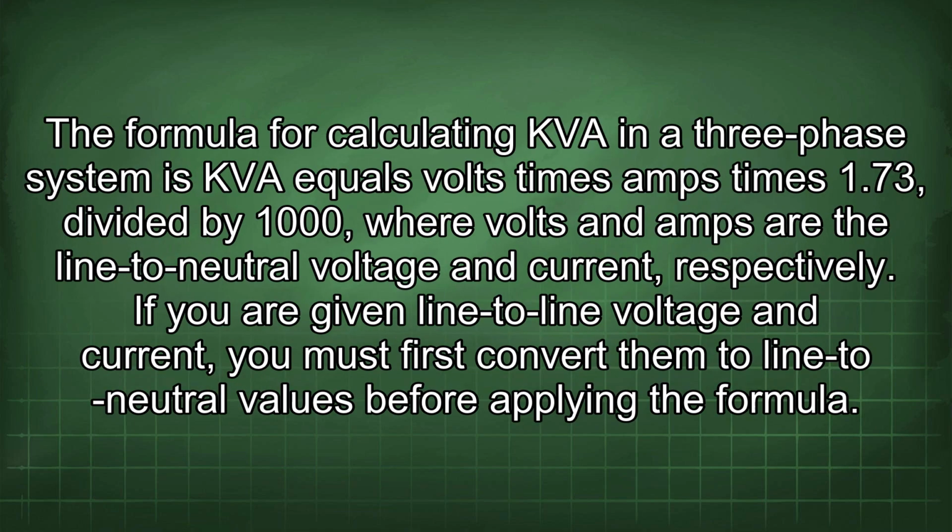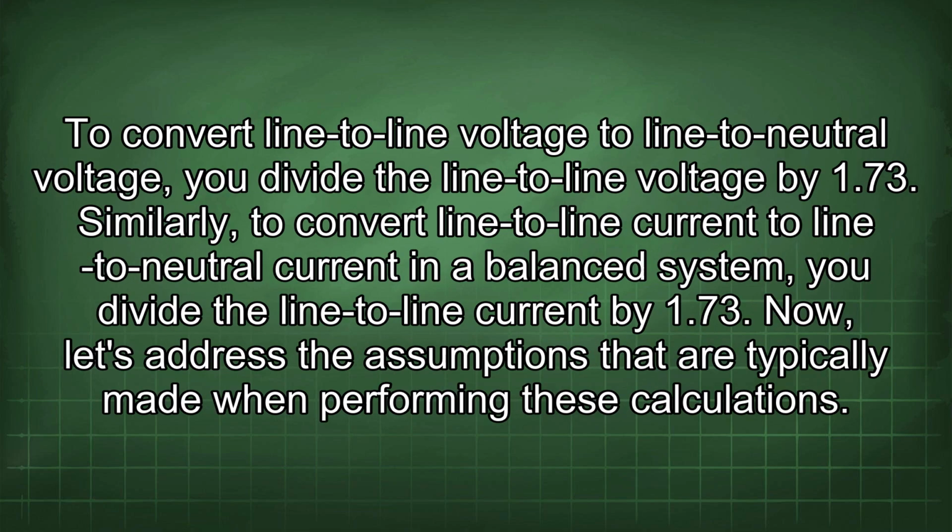The formula for calculating KVA in a three-phase system is KVA equals volts times amps times 1.73 divided by 1000, where volts and amps are the line-to-neutral voltage and current, respectively. If you are given line-to-line voltage and current, you must first convert them to line-to-neutral values before applying the formula. To convert line-to-line voltage to line-to-neutral voltage, you divide the line-to-line voltage by 1.73. Similarly, to convert line-to-line current to line-to-neutral current in a balanced system, you divide the line-to-line current by 1.73.